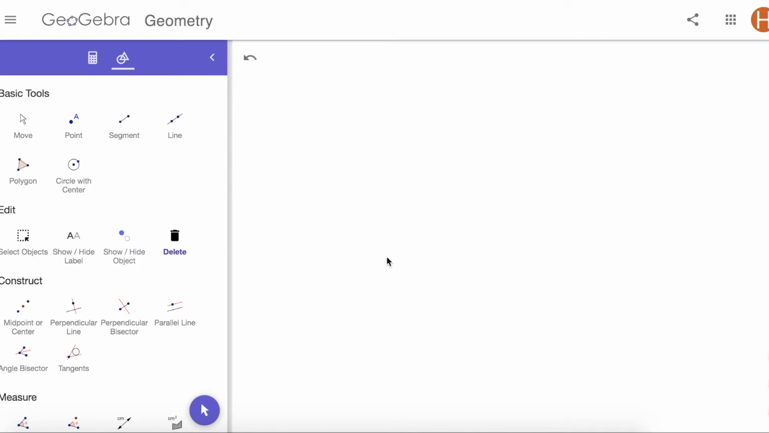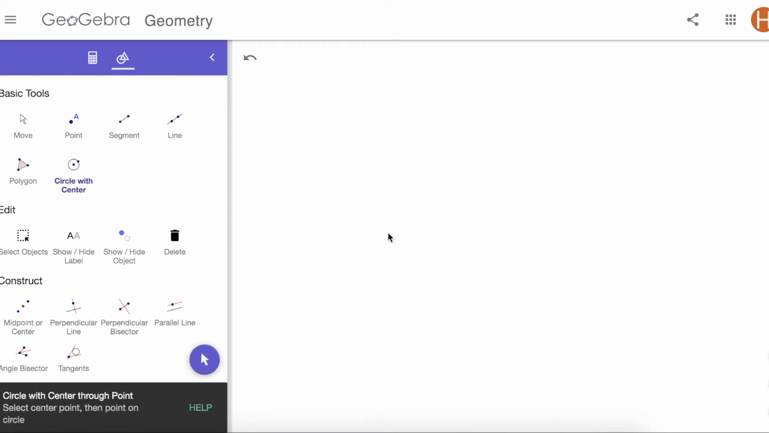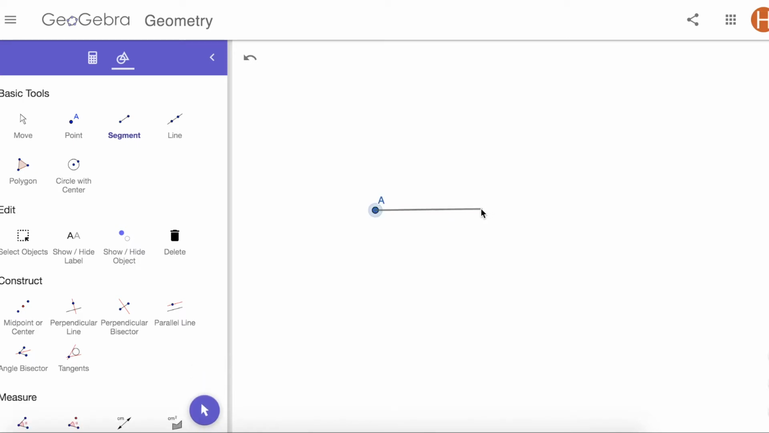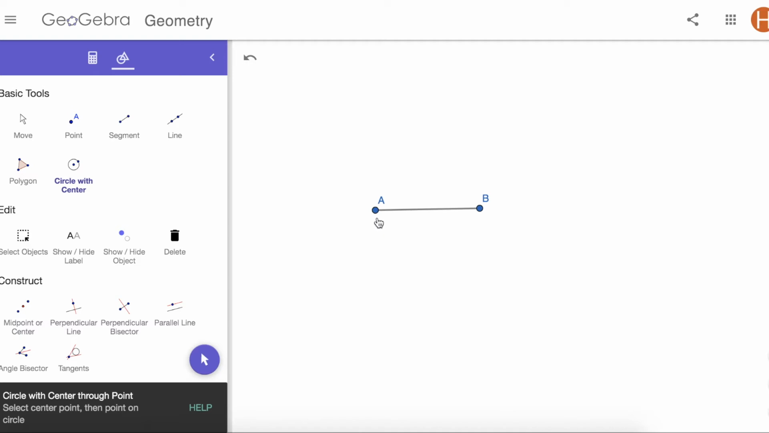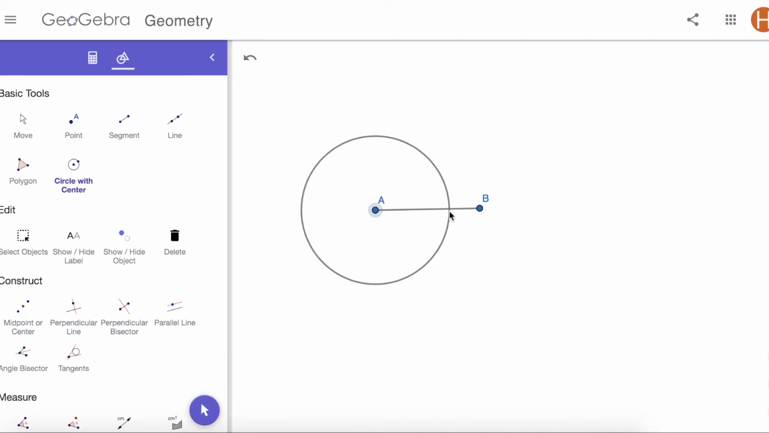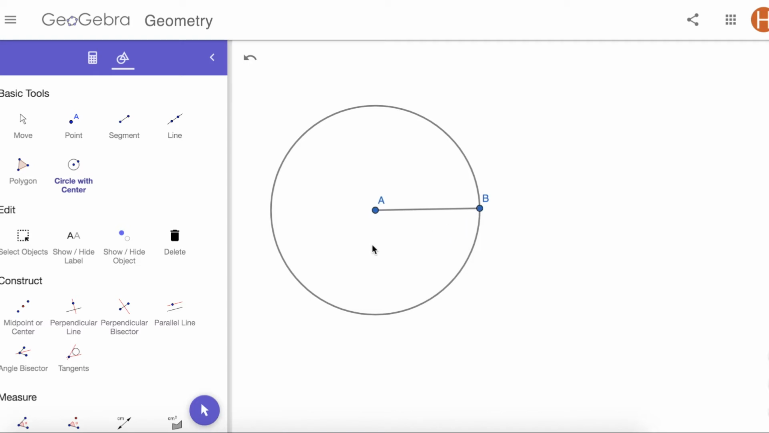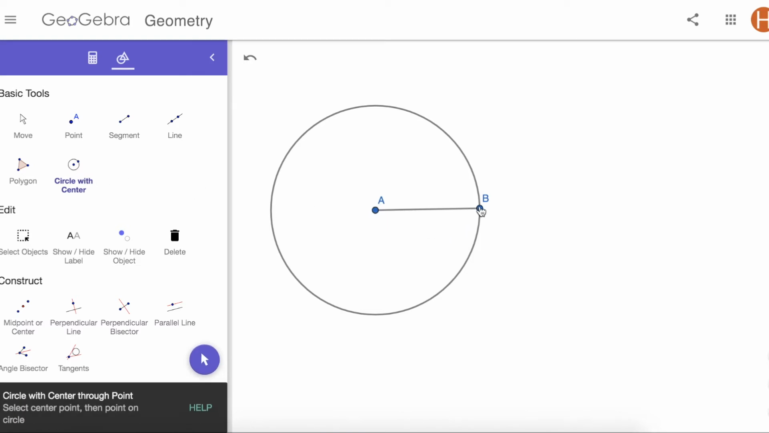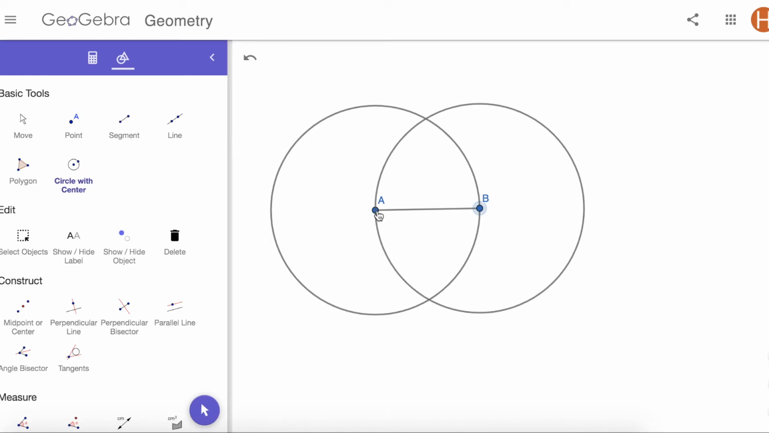Now I need to construct an equilateral triangle. As with the isosceles triangle, I know that a circle is going to be really helpful. I'm going to construct this line segment. To make an equilateral triangle, I need all 3 sides to be congruent. So if I construct a circle with center A and radius AB, and then another circle with center B and radius BA, the circles have equal size radius.